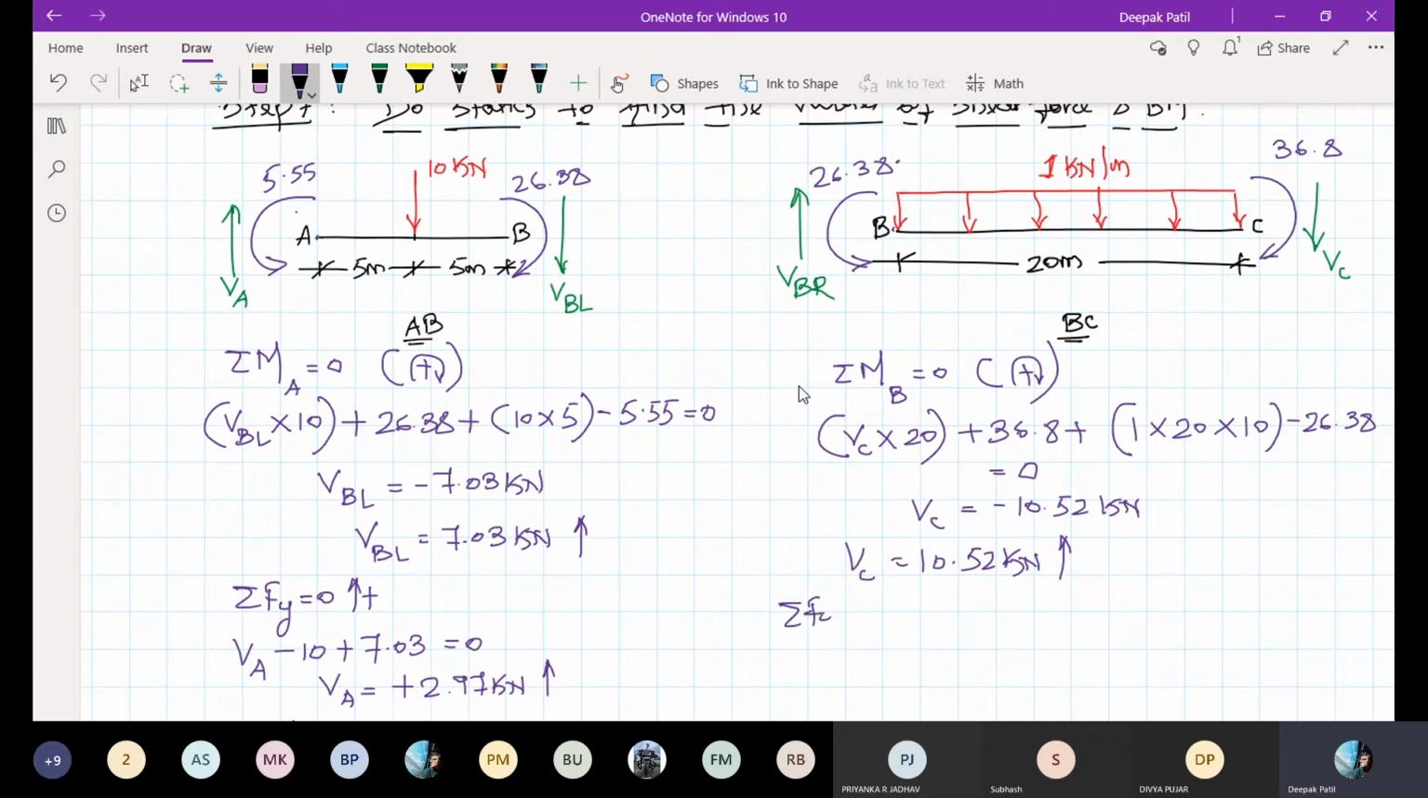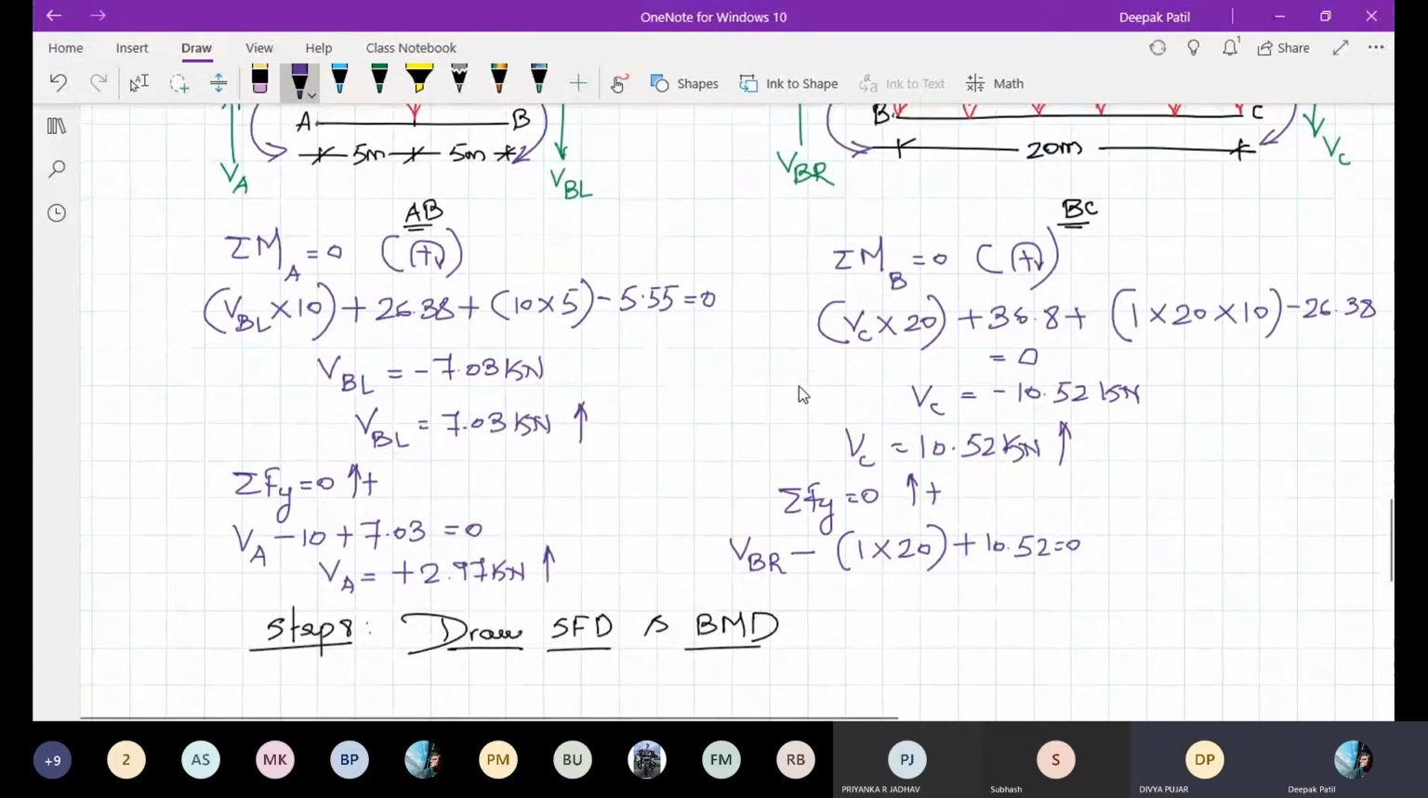So put summation of Fy equal to 0 as the equilibrium equation, taking all the forces upwards as positive. VBR is upwards, so I will write VBR positive, minus 26. What about the UDL? Minus 1 into 20, because you have to take the total load. What about VC? You should take plus only, 10.52, equal to 0.